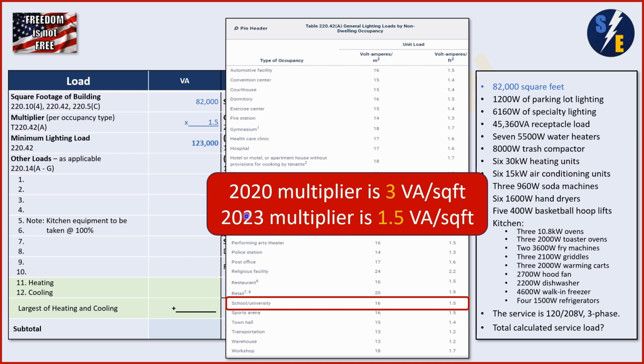If it was pulled before the 2023 code was enacted in your area, then you go with 3 VA per square foot. There's a lot of jurisdictions out there that still are under the 2020 or even the 2017 or 2008 code. So anyway, just check to make sure what code cycle you are under.